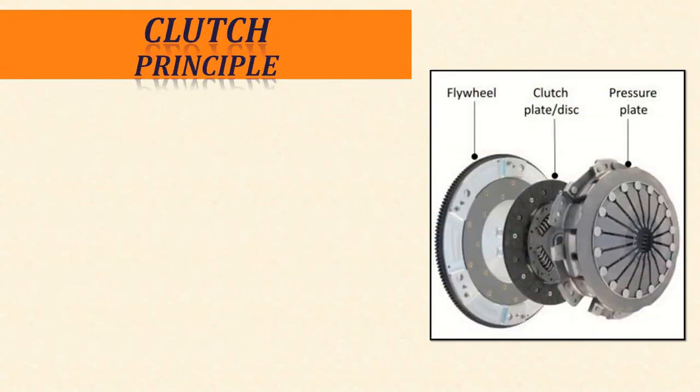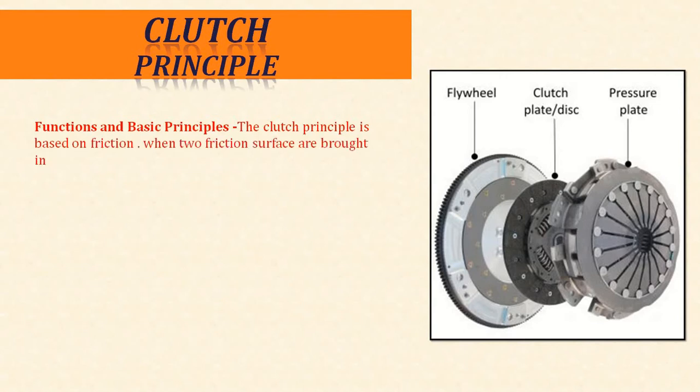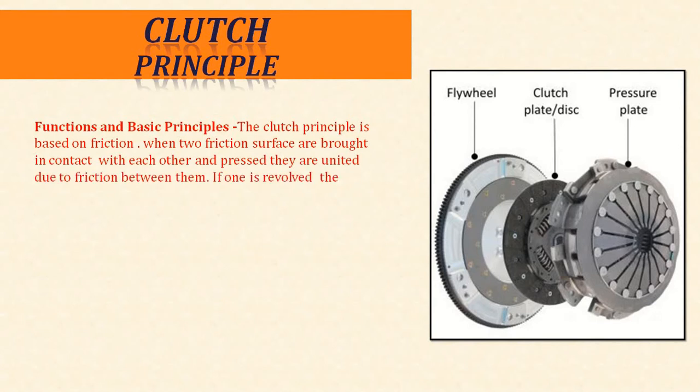Now we can see the basic principle of the clutch, the basic principle and the function. The clutch principle is based on friction. When two friction surfaces are brought in contact with each other and pressed, they are united due to the friction between them.